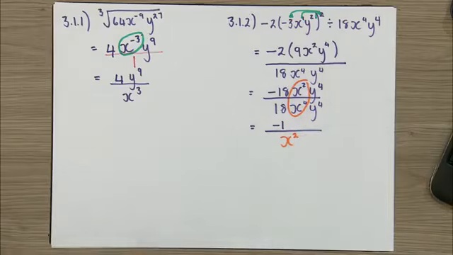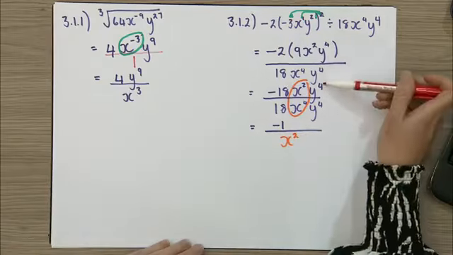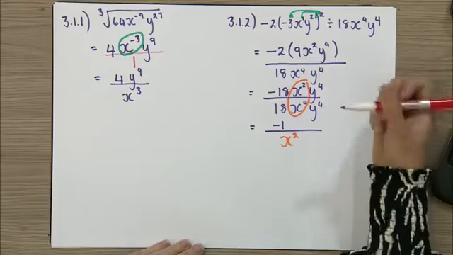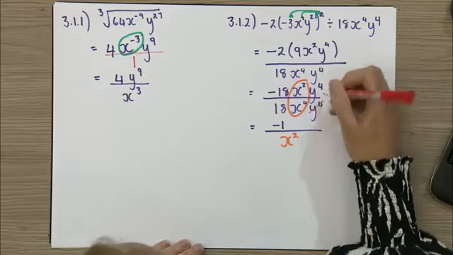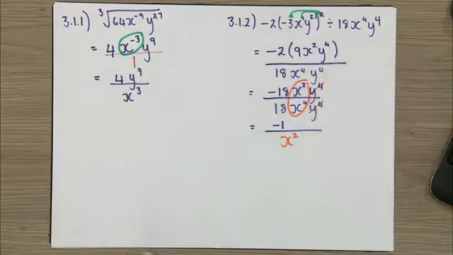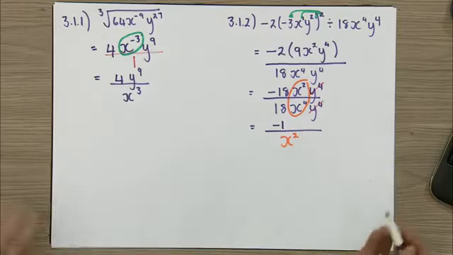And let's look at what's happening with the y's. Y to the power of 4 and y to the power of 4. So are there any additionals? No, they cancel. So what is my final answer? Negative 1 over x squared.